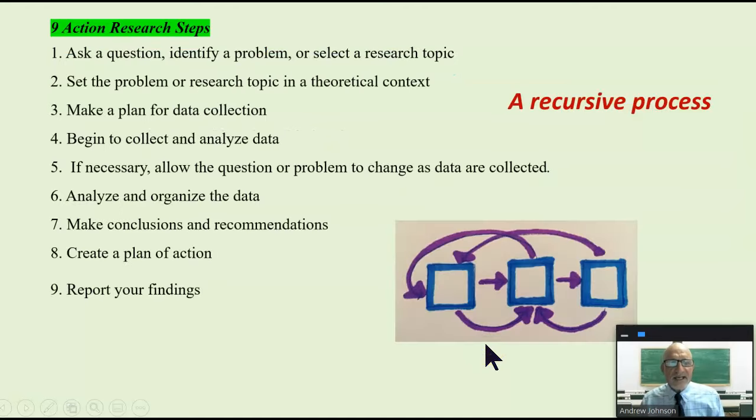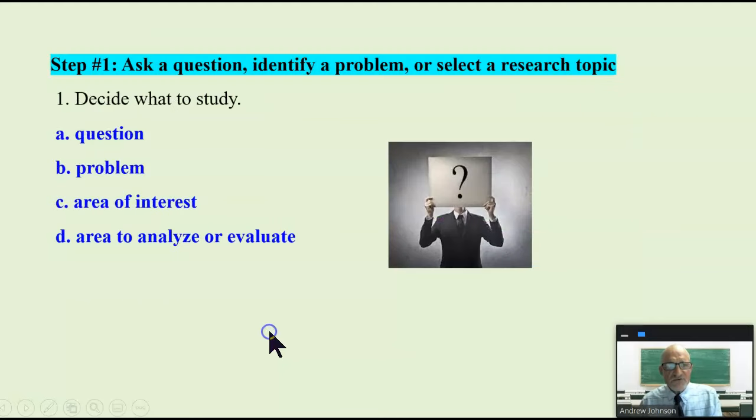So let's take a look at 9 steps, the steps of action research, knowing that this is a recursive process, meaning that these steps don't always progress in a linear fashion. Sometimes you skip steps. Sometimes steps are repeated several times, or you do these steps in a different order. But here are some general guidelines for the steps.